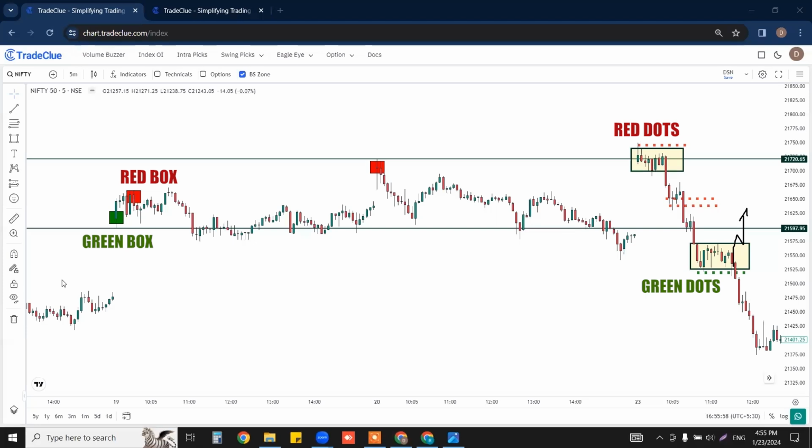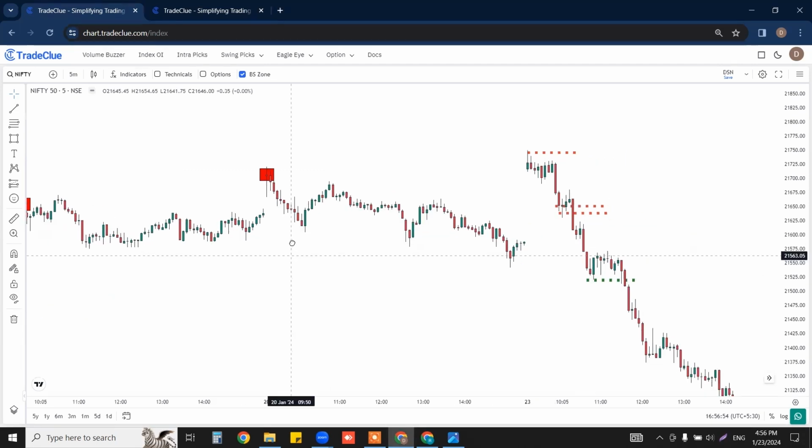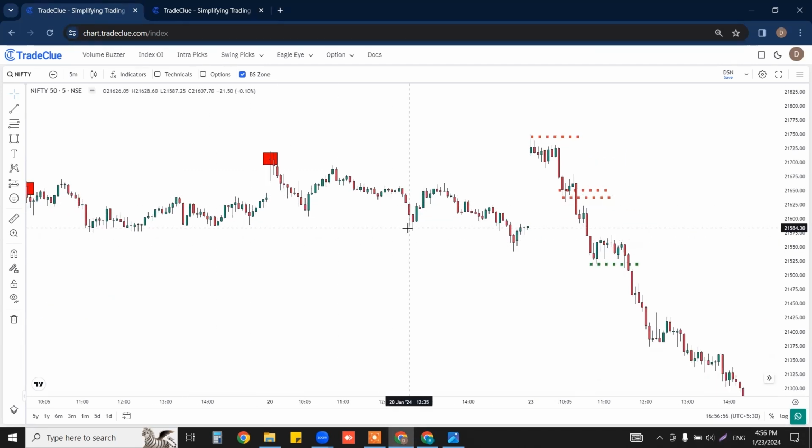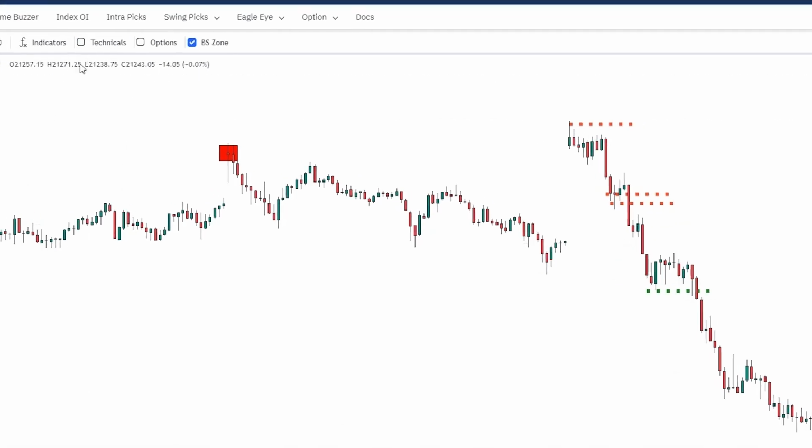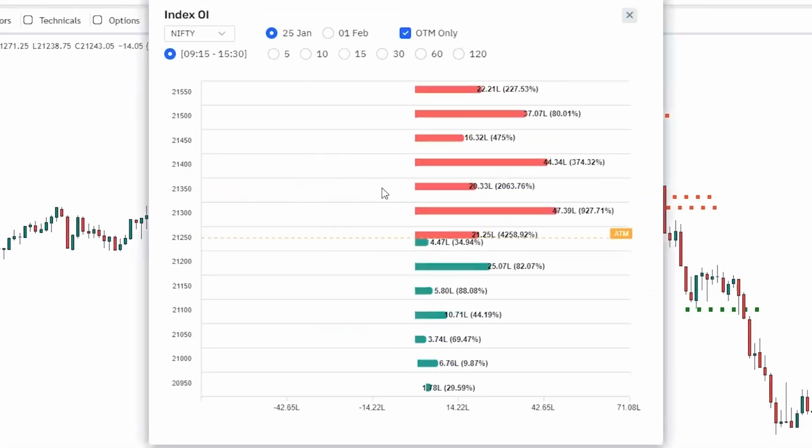These are the two important features for your index trading, that is red and green boxes and red and green dots, to be checked for your trade execution. Now, to gain more confidence on your index trade, we have one more important feature, that is your index OI. Index OI will tell you where there is the highest call writing or the highest put writing during the market hours. To read this data, I just need to check the longest red bar and green bar available during the day. The longest red bar will tell you the highest resistance and the longest green bar will tell you where the highest support is present.